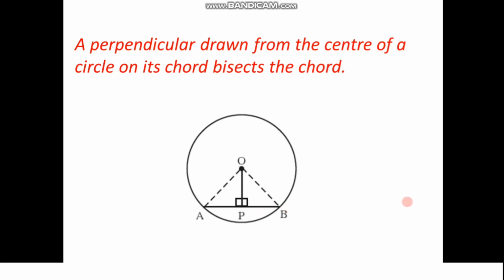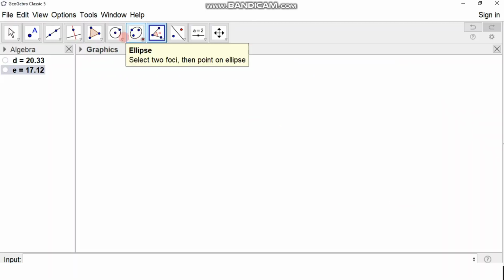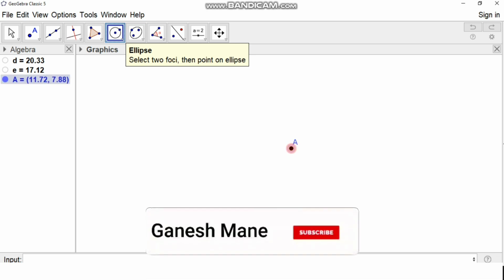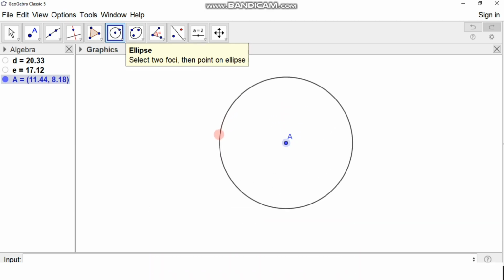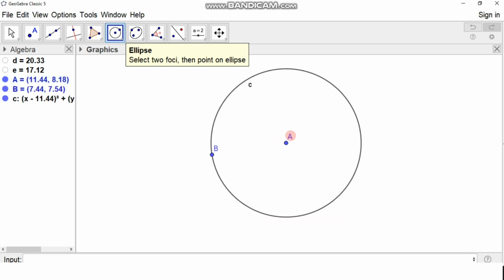So let's move to the GeoGebra interface. Now to verify this property, firstly we must have a circle. So click on the circle icon, take any point on this interface as a center and drag from center A to have a circle. This is the circle with center A. There is another point B on it.